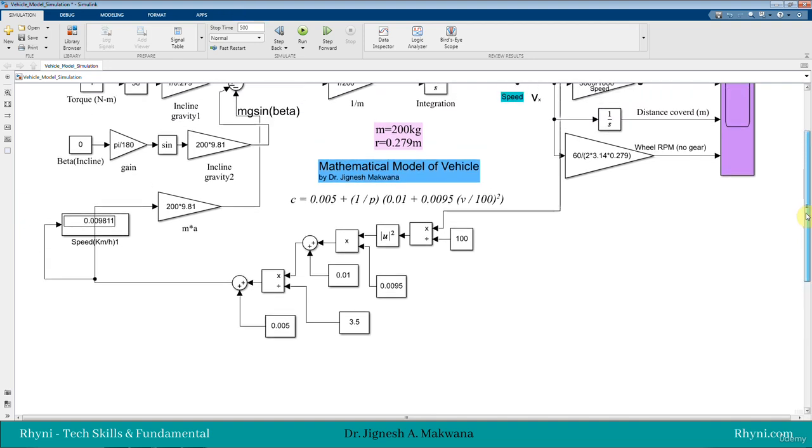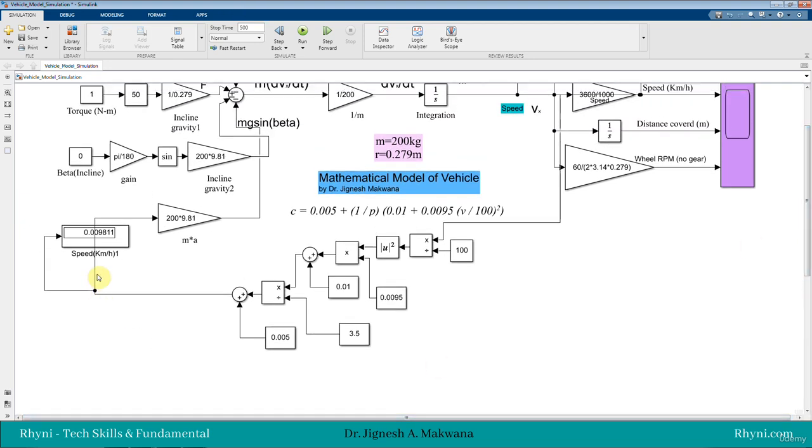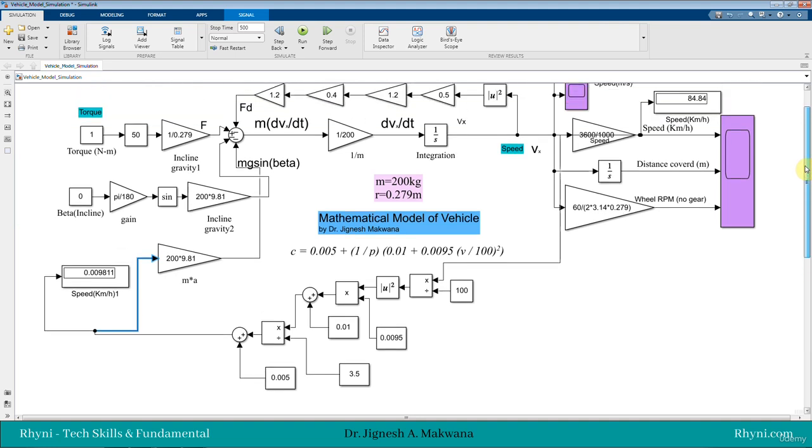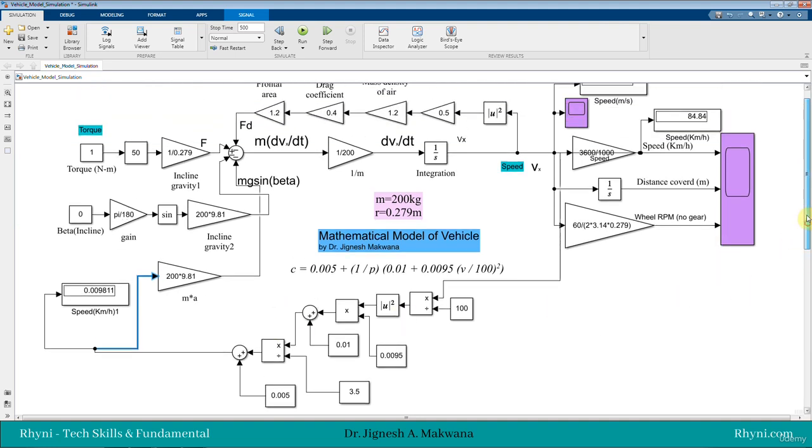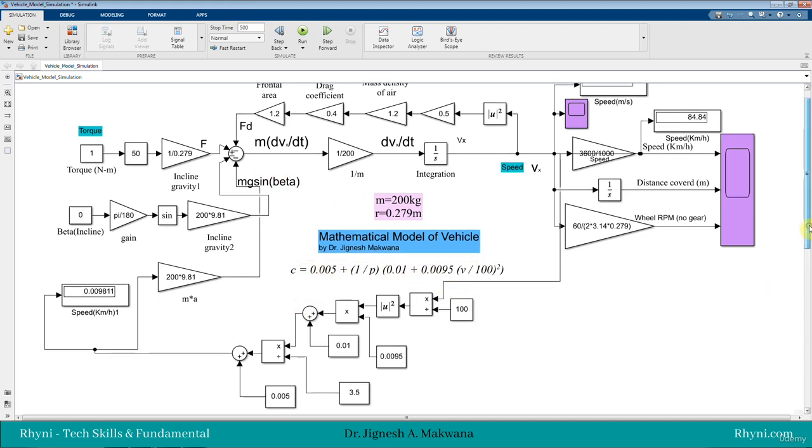So now you know that any kind of mathematical equation can be easily added in the simulation to have its effect. Now by using this simulation model, you can do lots of experiments and take results. So this is how to add the dynamic rolling resistance coefficient in the vehicle simulation model.